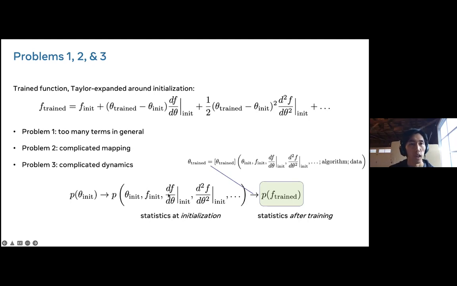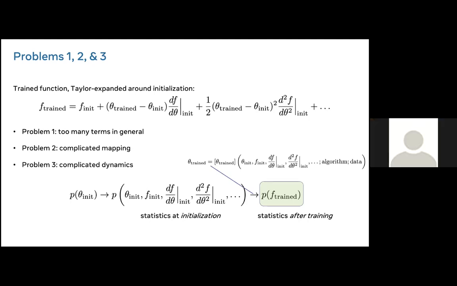One question, Anindita? Hi, thank you. My question is, what are all the constraints you are considering on the training and the loss function to be able to write down the trained network distribution as a Taylor series around the initialized network distribution?